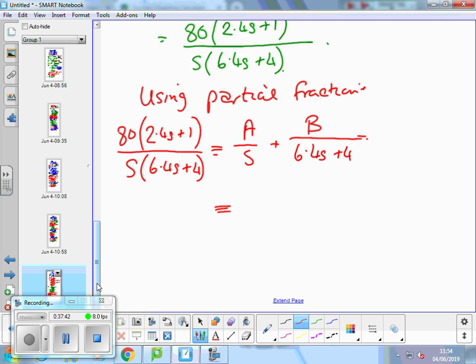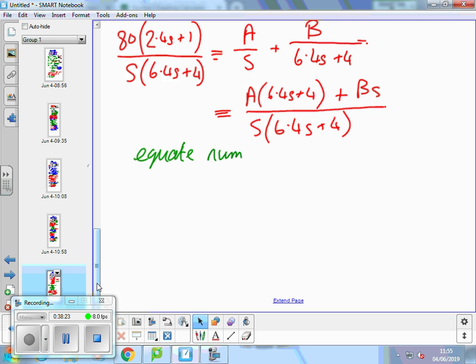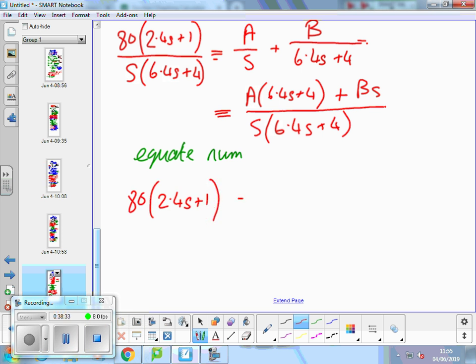So we can say it's equivalent to A times (6.4s plus 4) plus Bs, all over the common denominator, s bracket 6.4s plus 4. Equate numerators. 80 times (2.4s plus 1) is equal to A times (6.4s plus 4) plus Bs.